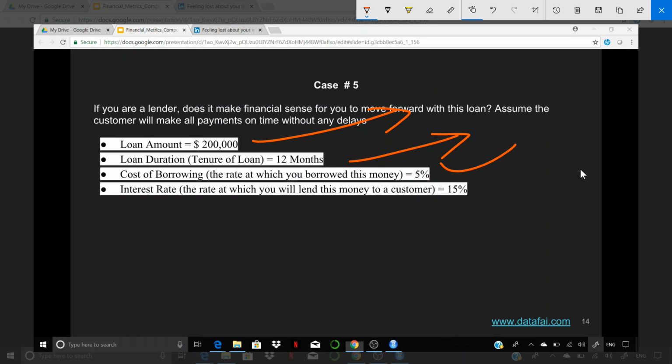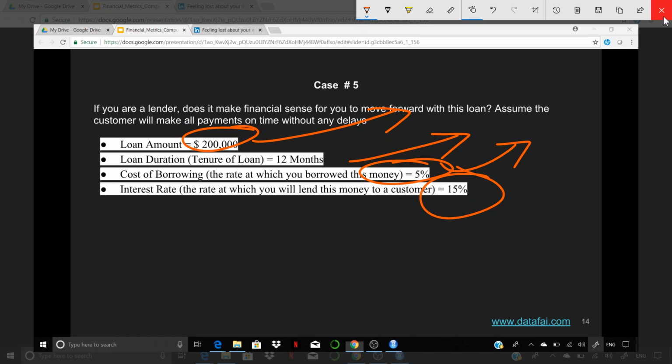And the cost of borrowing, that means the money that you are lending, you are borrowing from internal or external stakeholders or treasury at 5%, and you're going to lend this amount to the customer at 15%. The question that we have to answer is, shall we move forward with this particular loan configuration? Does it really make sense financially to have this loan issued?